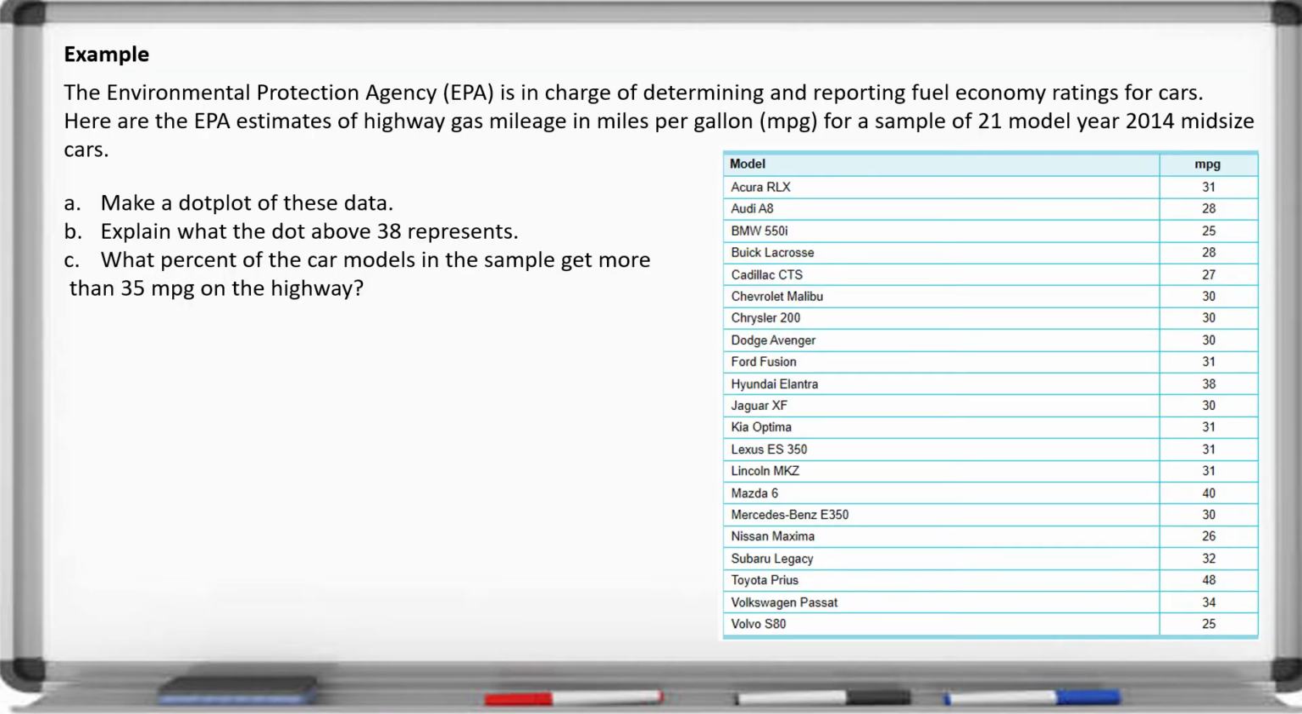All right, so the Environmental Protection Agency is in charge of determining and reporting fuel economy ratings for cars. Here are the EPA estimates of highway gas mileage in miles per gallon for a sample of 21 model year 2014 mid-size cars. The first part wants you to make a dot plot of the data, and the second part wants you to explain what the dot above 38 represents and what percent of the car models get more than 35 mpg on the highway. On the right is a table of the 2014 mid-size cars with various mpgs.